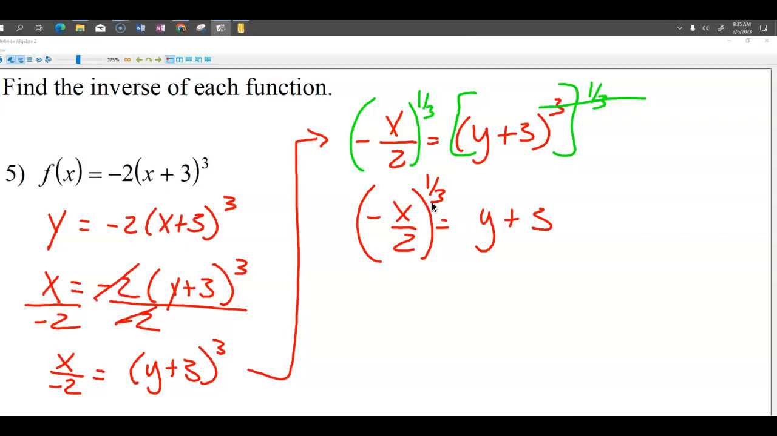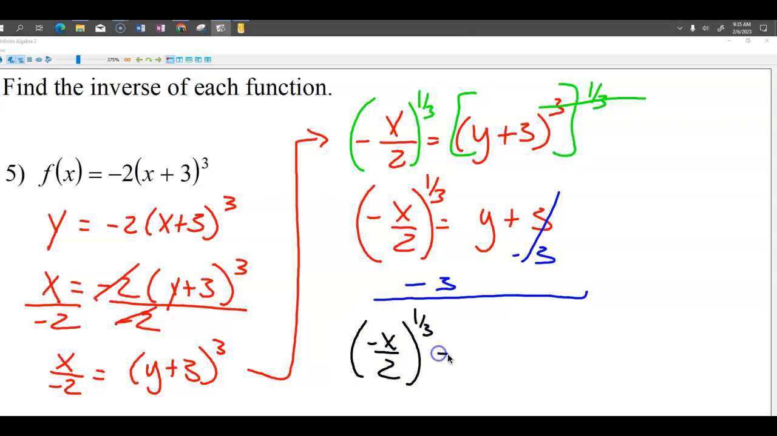Now, my guess is that on the test, they're not going to leave it as a fraction power, but I could be wrong. I'll show you what I mean, though, in the end. So I'm going to leave it like that for now. I think the last step, though, I don't think anybody's going to have any trouble with that. To get the y by itself, we would just simply minus the 3 on both sides, like this, which would give me negative x over 2 to the 1/3 minus 3 equals y.